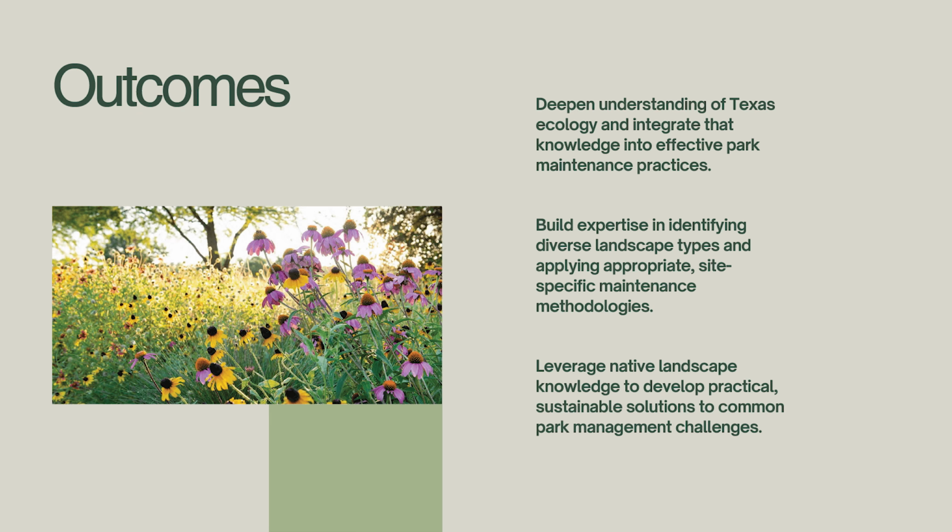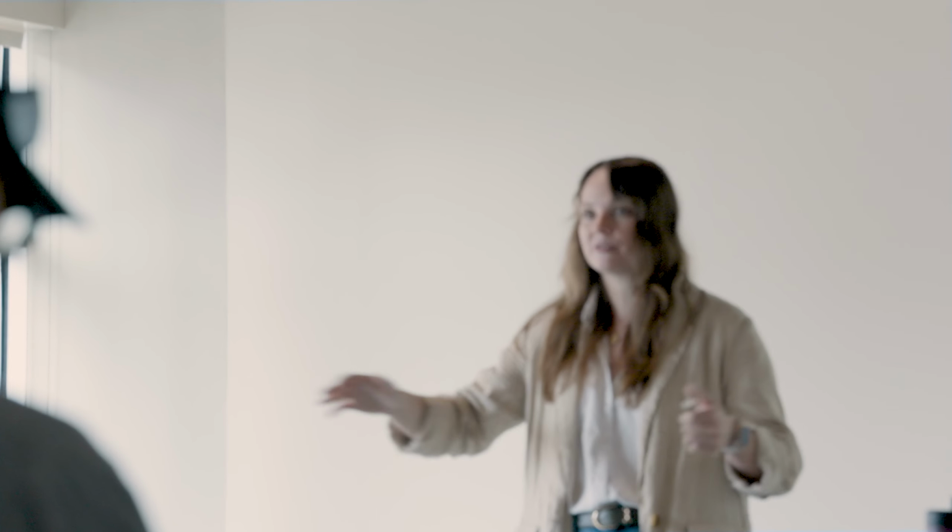And then we're going to build our expertise in identifying diverse landscape types. Because if you've gone around Dallas enough, you know a park in downtown Dallas utilizing native plants is going to be very different than if you go in the middle of the Great Trinity Forest, right? Those are two different landscapes. They're going to have two different maintenance methodologies. So we're going to go over how to identify those and then figure out which maintenance methodologies need to be applied to each landscape. And then leveraging that knowledge to develop your best management practices and how to overcome certain challenges that are going to arise inevitably when you're working with a living space.